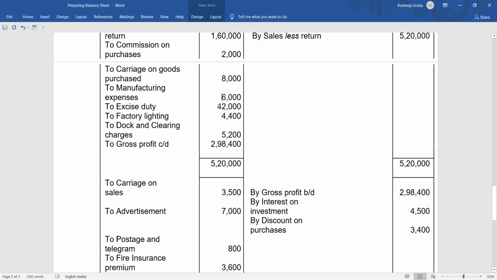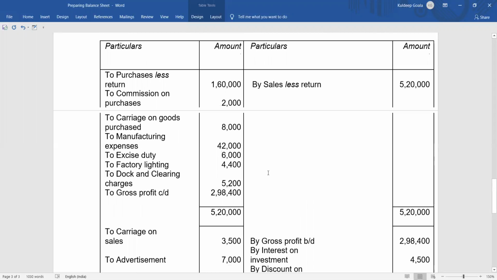Okay, there is some, just a minute. Yeah, now it will be okay. Yes, excise duty of 6,000 has been placed here. Okay, it will come in the trading account debit side. There is a mistake done, so we have corrected now. So let's see the next item.